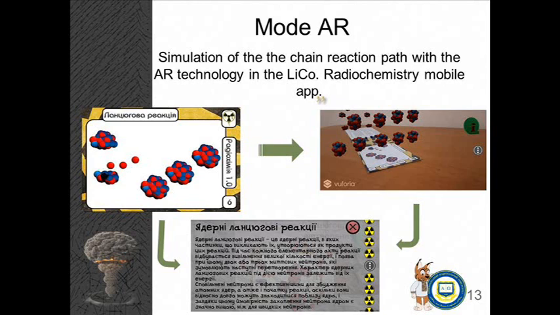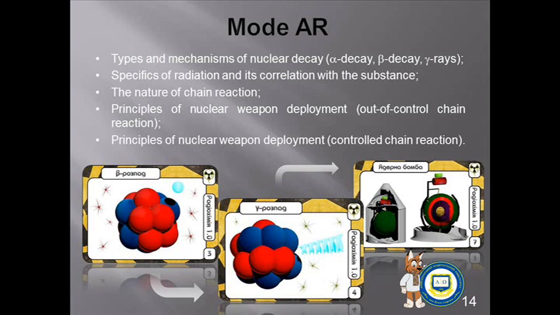In this way, studying the educational material of this discipline requires a more sophisticated explanation from the teacher and a dynamic three-dimensional image from the student. This detailed visualization of the study material makes the process easier. From markers, one can receive information about types and mechanisms of nuclear decay, the specifics of radiation and its correlation with the substance, the nature of chain reaction, principles of nuclear weapon deployment, out-of-control chain reaction, and controlled chain reaction.